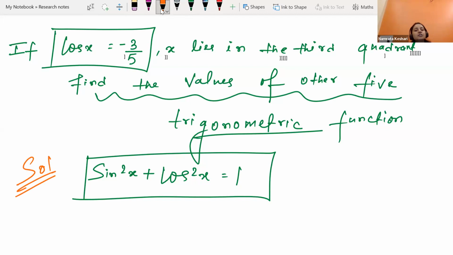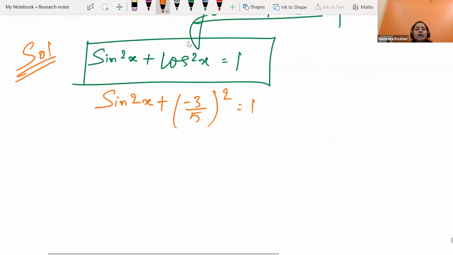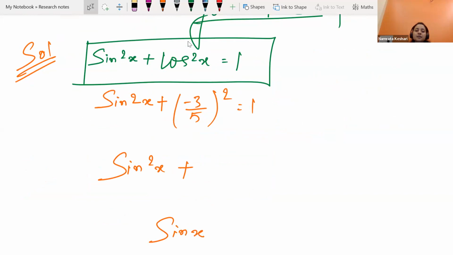Okay, so sin square theta plus cos square theta is equal to 1. If cos theta is given, then we will use this identity to find sin x, and then we will find the remaining trigonometric functions also. So sin square x plus cos x, which is minus 3 by 5, whole square is equal to 1. Okay, let's do the calculation. Sin square x plus minus 3 by 5 whole square is what? Please do the calculation and tell me what is sin x. Do it, Ali and Alina. Please do it quickly and let me know what is sin x.